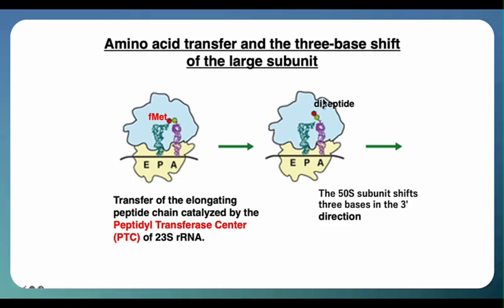At this time, only the large subunit shifts by 3 bases towards the 3' direction. This amino acid transfer reaction occurs using the energy released when the aminoacyl bond is hydrolyzed. The catalyst for this reaction is the peptidyl transferase center located within the 23S ribosomal RNA in the large subunit.